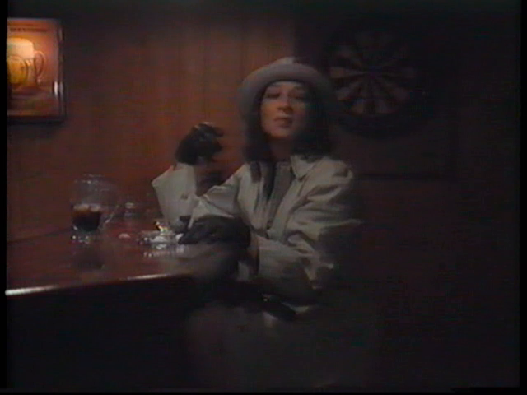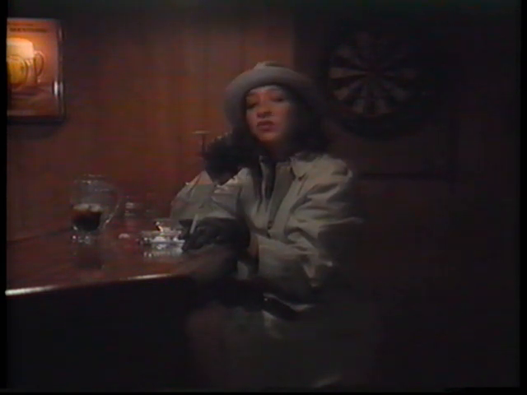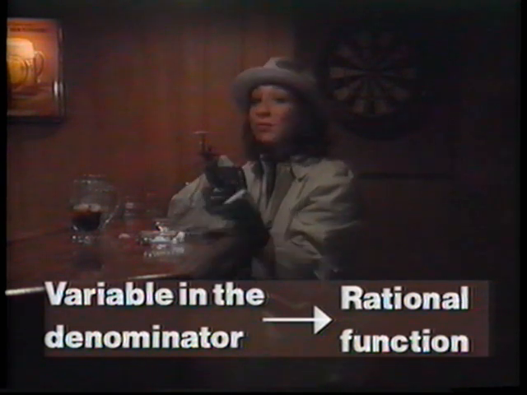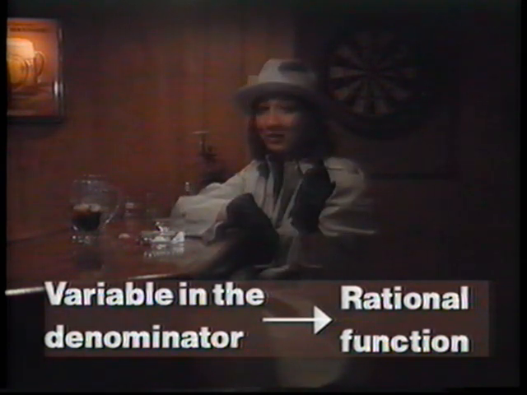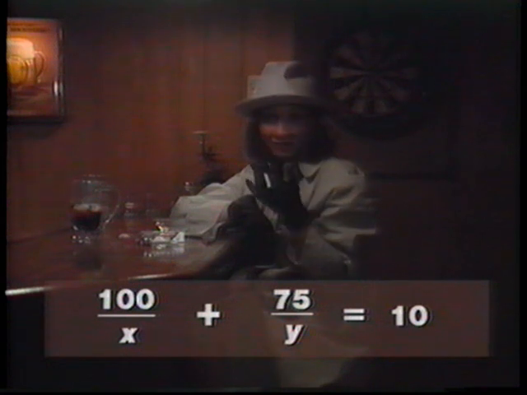But rational functions don't always appear in this standard form. Sometimes they come up in an algebra problem in disguise. Your tip-off is that if you see a variable in the denominator, you must know that most likely you're dealing with a rational function. Like this example. The x and y in the denominators tell you these are rational functions.